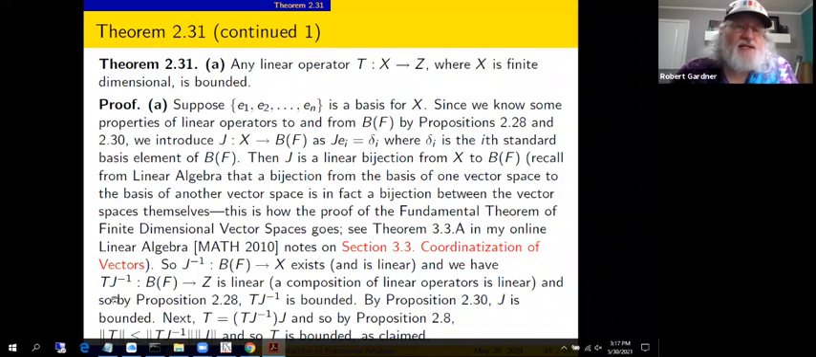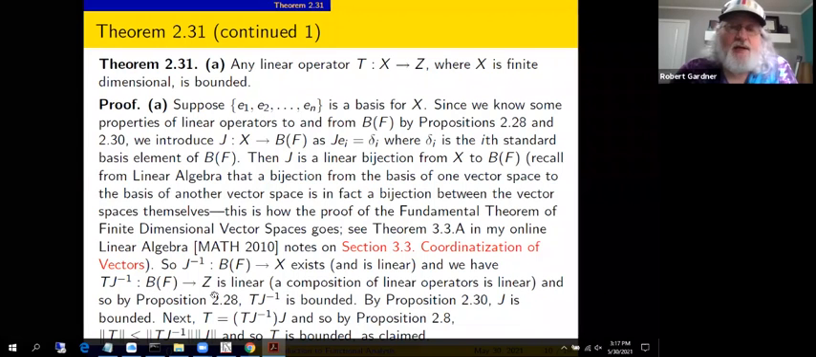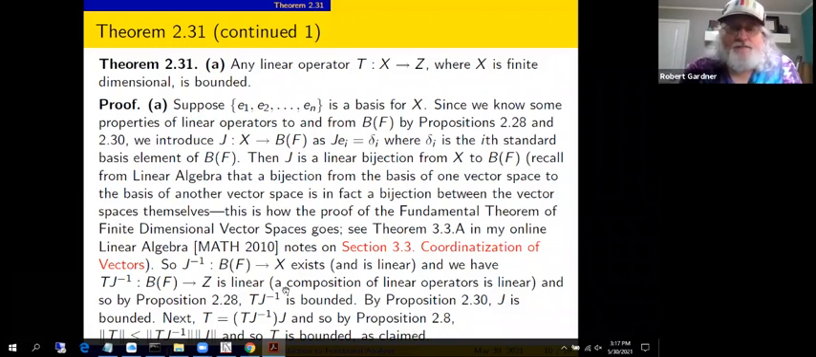And if we take T composed with J inverse, J inverse maps B of F into X, and T maps X into Z. So this composition will map B of F into Z. Composition of linear operators is linear, so we get the linearity. Here we've got the domain as B of F. And we've seen if you have a linear operator whose domain is B of F, that finite dimensional space, then it's a bounded operator. So T composed with J inverse is bounded.